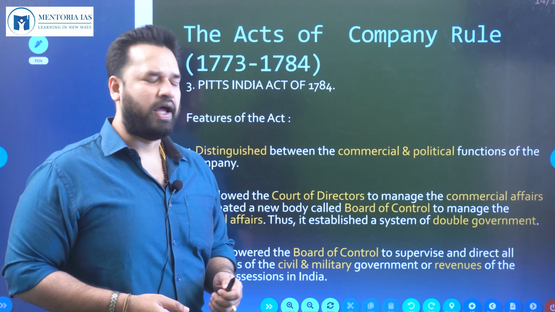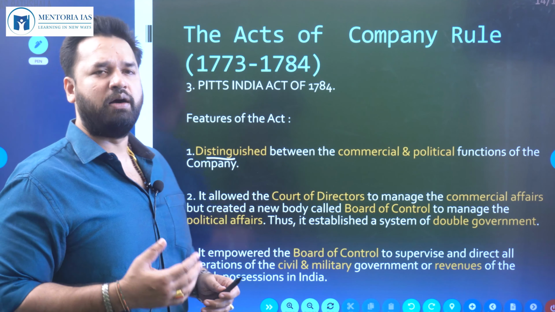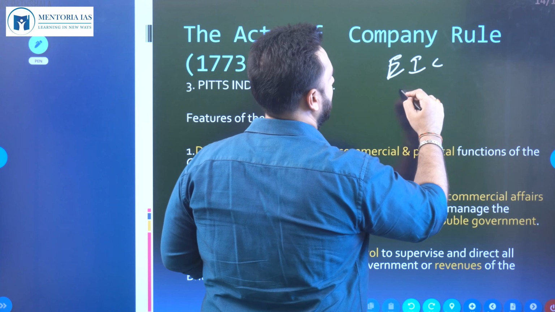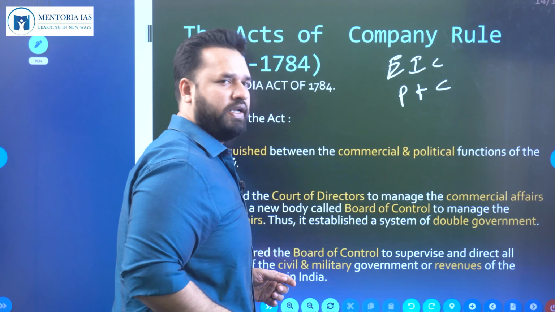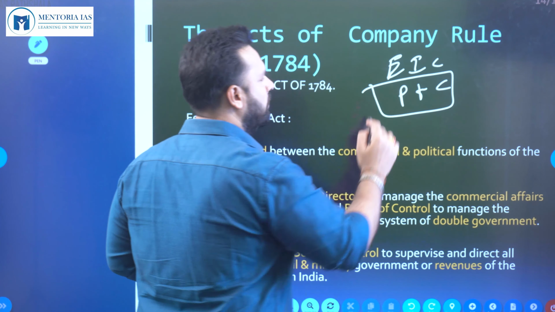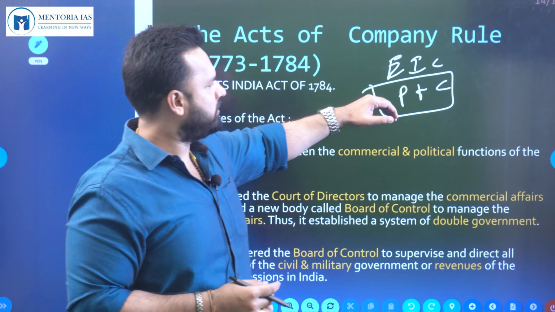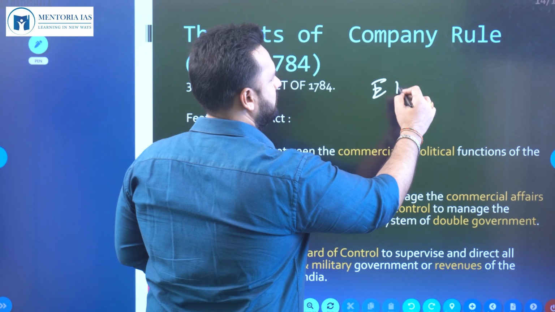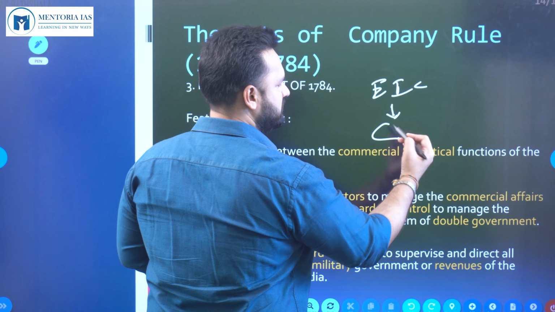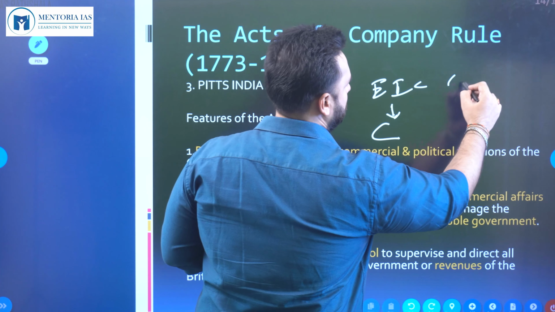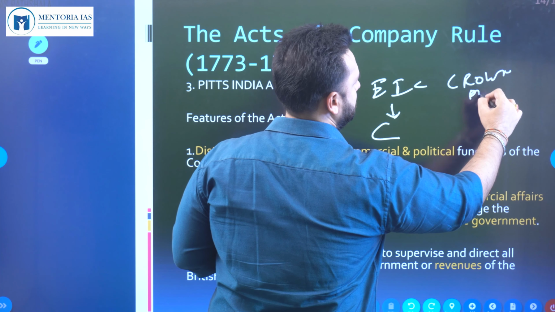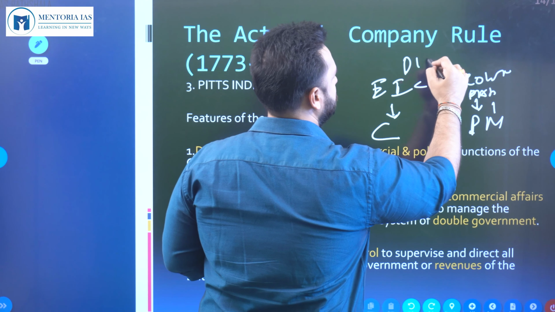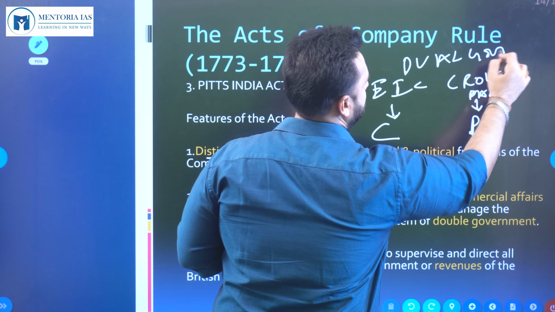Okay, let us look at the features of the Act. It distinguished between commercial and political functions. Earlier, the East India Company had political plus commercial functions. It dealt with both. Okay, then what did Pitt do? Pitt said no, let us have more control. So the East India Company will look after commercial activities, whereas the Crown or the Parliament will look after political matters. So that is dual government.